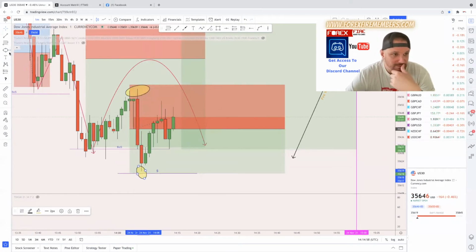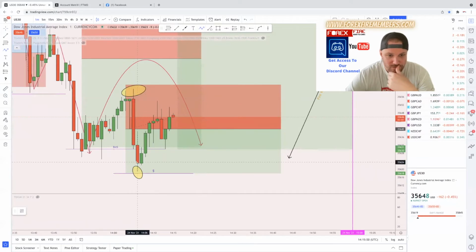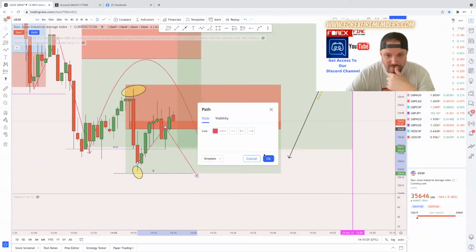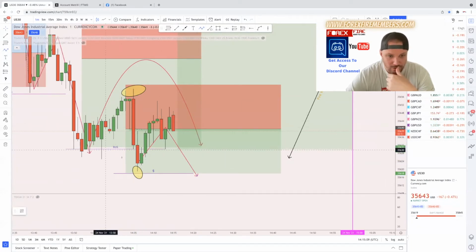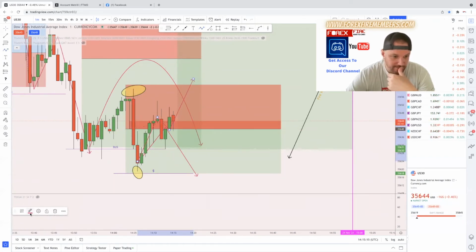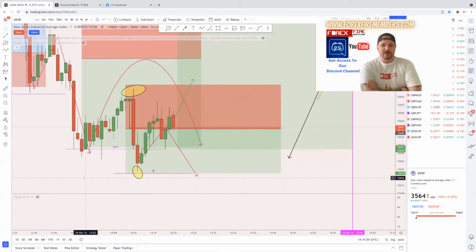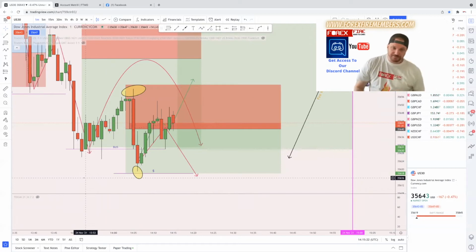So at the moment, we're either waiting for that or it's going to do that. There's only one or two things it can do, to be fair. And we'll just wait and see what plays out.